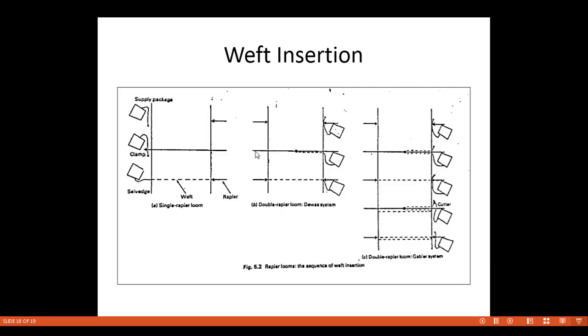And here this rapier from the opposite side comes empty, and here the exchange of weft is there, and this carries the weft back, and this goes empty. So this rapier goes empty here, and this carries the weft from the center. So this is called tip to tip transfer, or it is called the Deva system. So this is the double rapier Deva system.